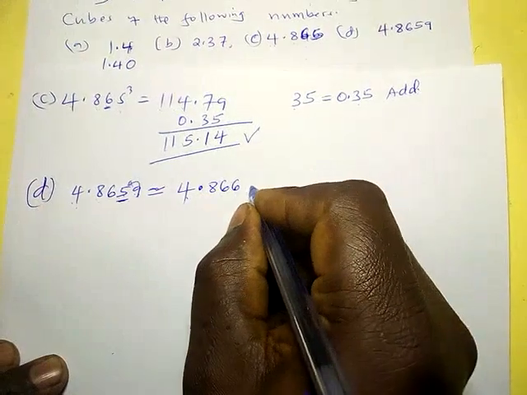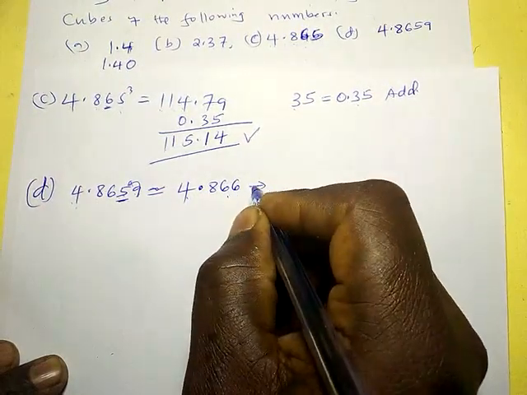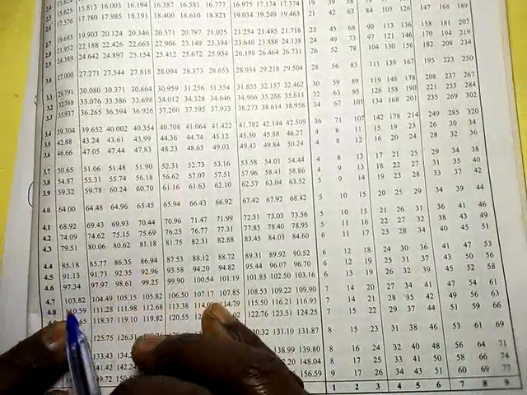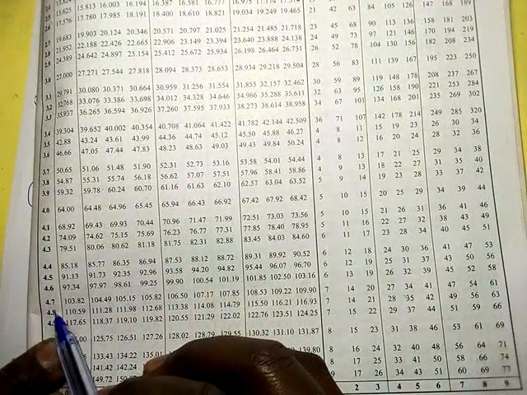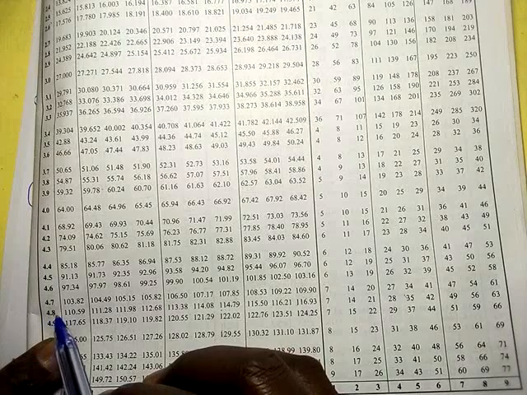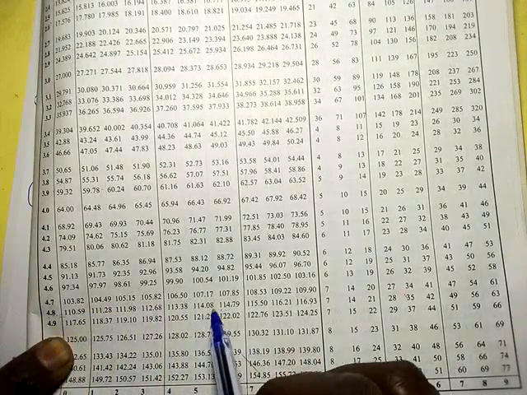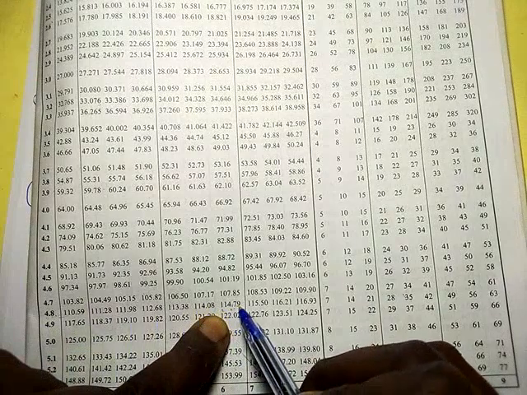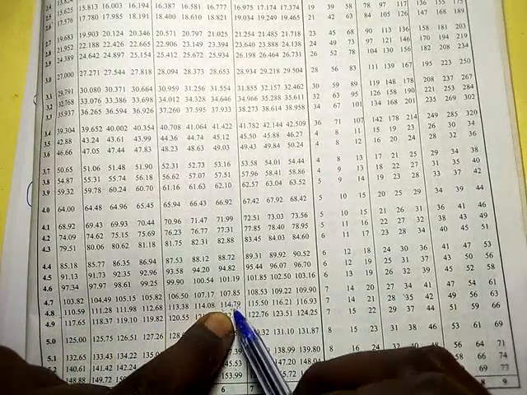So let us go straight and take this number in the 4-figure. In the x column we have 4.8, and then we have 6. So we go to where we have 6. This is where we have 6. That is 114.79. That one you write it down.